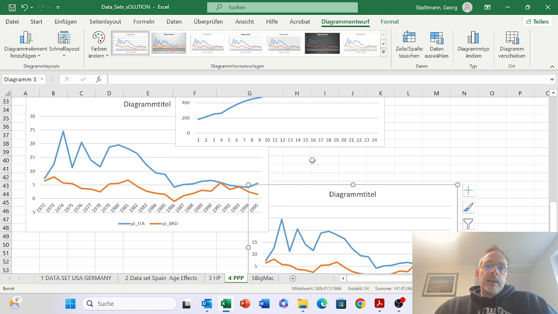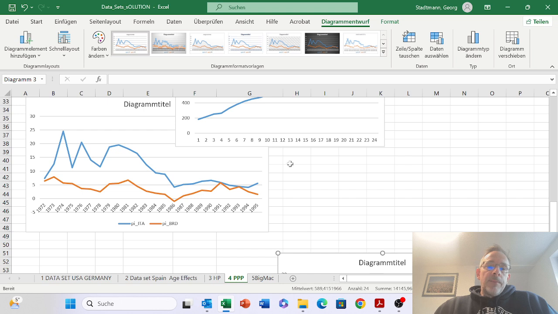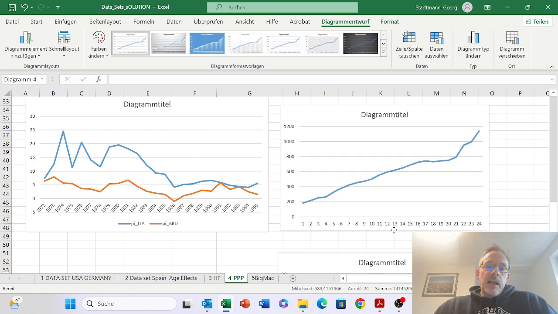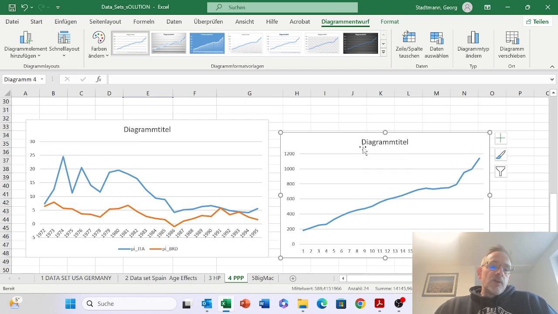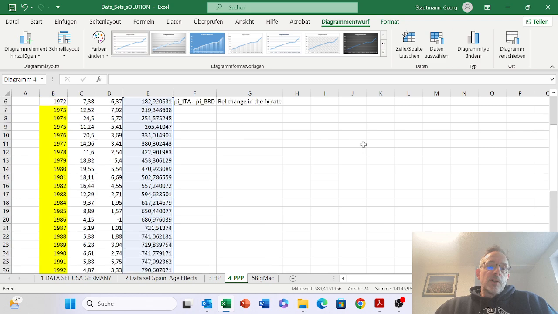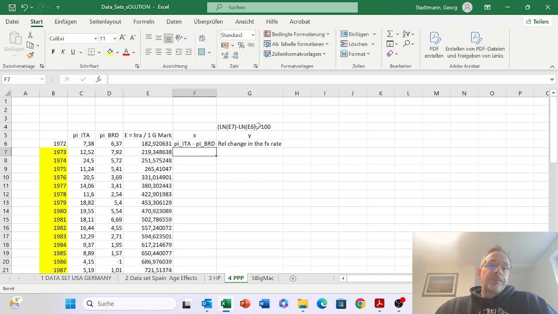So we can see here a depreciation of the Italian lira, and that's in line with relative purchasing power parity. It is the case that Italy has problems with the internal price stability, and Italy also has problems with the external price stability. But let's check whether relative purchasing power parity holds.